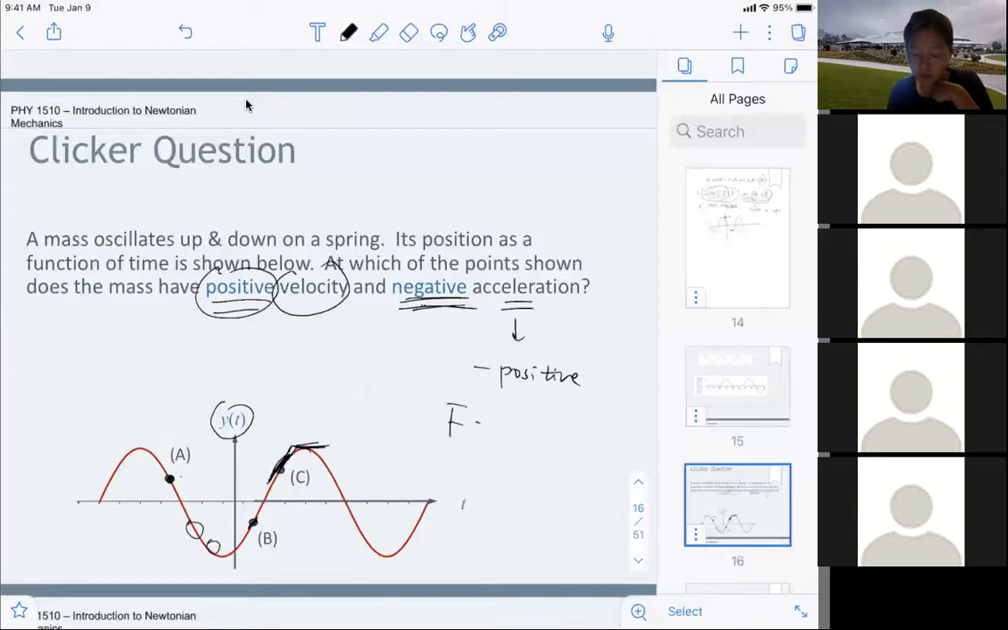Because this is my Hooke's law. Whatever your position is, your force is dragging it back. So whenever your position is positive, your acceleration is negative, because the spring is always trying to pull you back to the original position, to the equilibrium point. You can see that at C, my positive position gives me a negative acceleration. All right, very good. Excellent job, everyone. I will see you when we get back. Thank you.